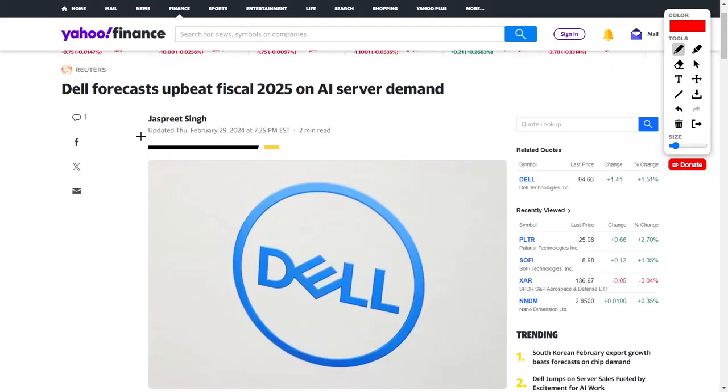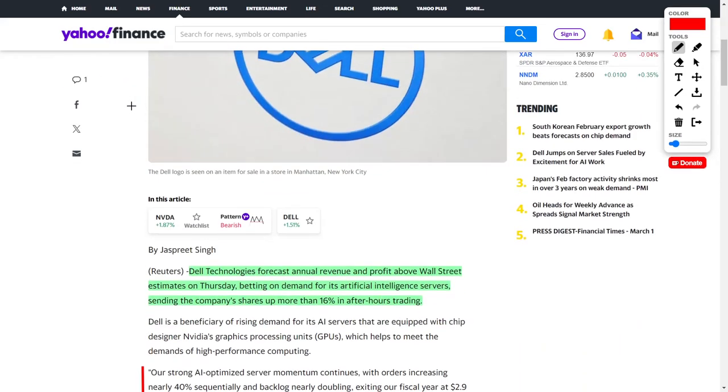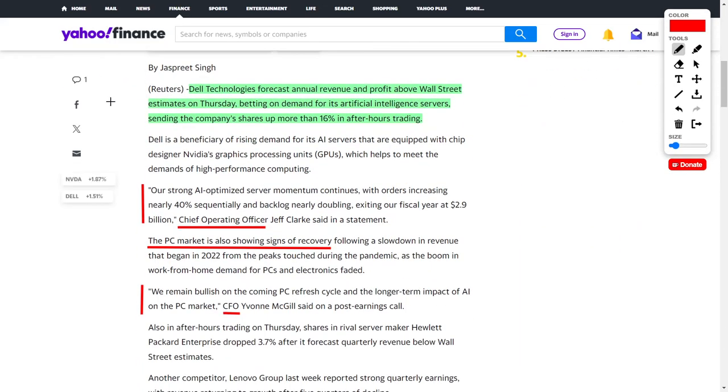Speaking about technology companies, let's talk about Dell, which gave a very upbeat forecast for fiscal 2025. According to the article, Dell Technologies forecasted annual revenue growth and profit that was above Wall Street estimates, which is great news for investors. Another reason why investors are piling into this company is because they are betting on future demand for artificial intelligence servers. And this is one of the reasons why this company's share price has jumped more than 16% during after-hours trading.